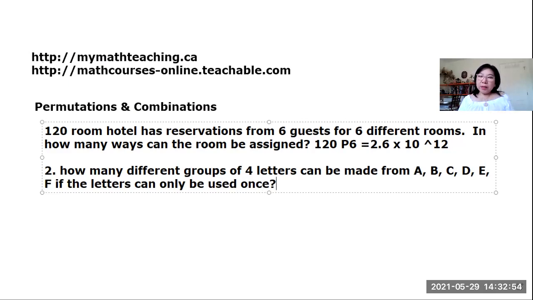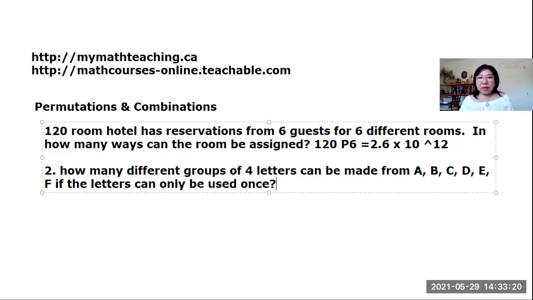Now, it will be a little bit different if you ask how many different possible outcomes of the arrangement of 6 letters. Then the answer is just 6 permutation 6, 6 factorial, which is 6 times 5 times 4 times 3 times 2 times 1.